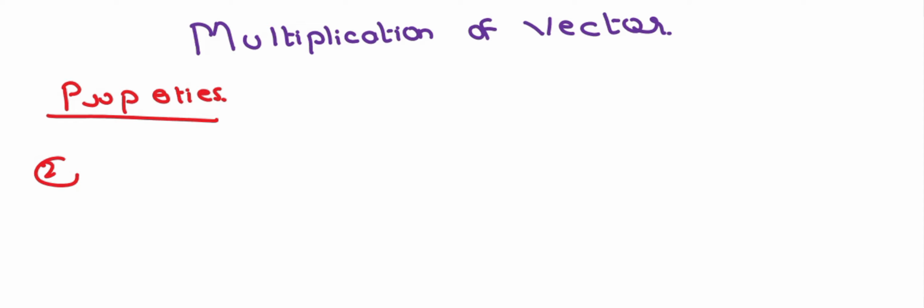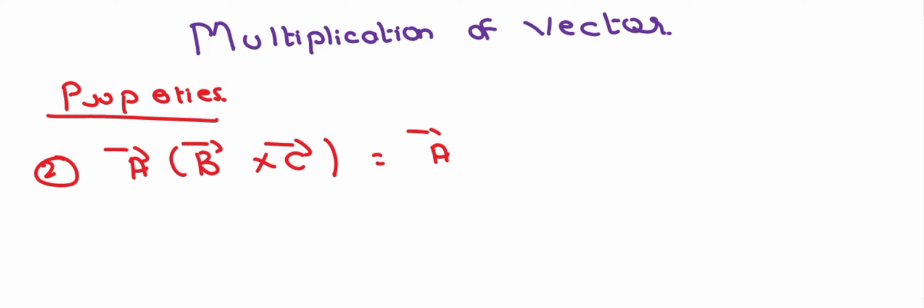Property number 2 is that the cross product is distributive. That is A cross (B plus C). Distribute A to the individual vectors present in the parentheses so that it will become A cross B plus A cross C. This is basically the distributive property of the cross product.